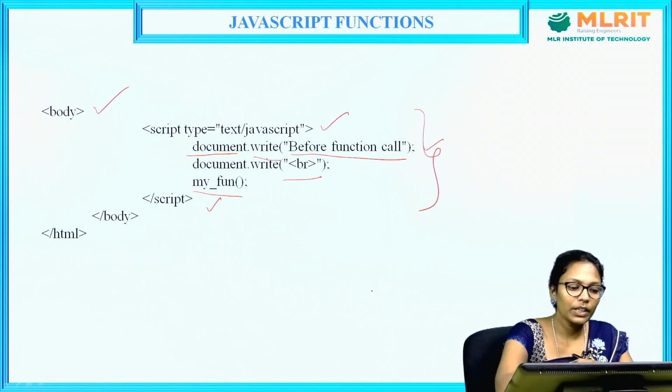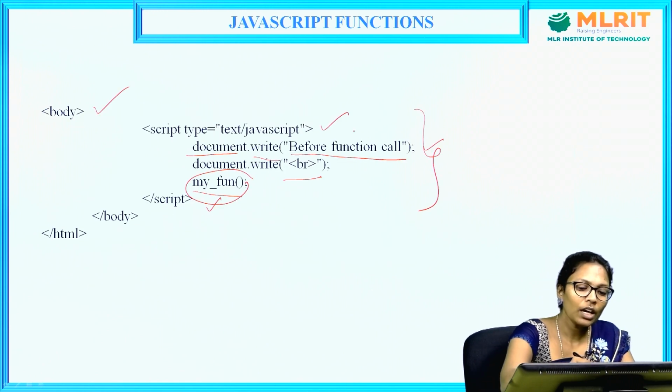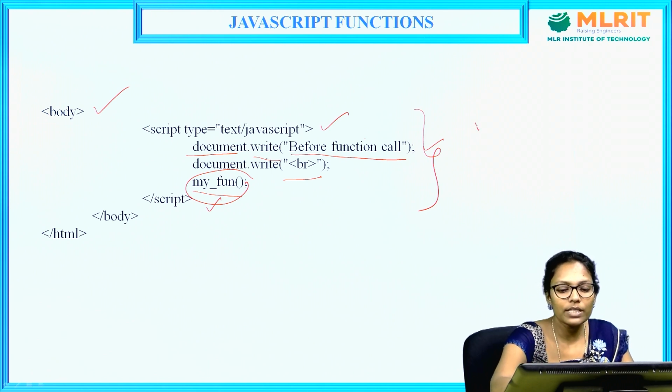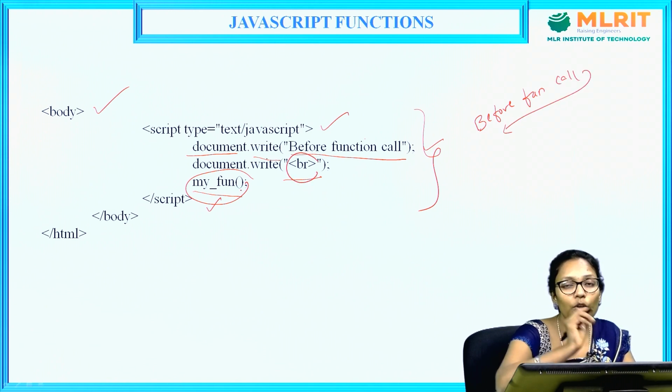See where you're calling that? You're calling it after printing this message. That's why, first, what is the output I'll get? Before function call I'll get, and after that it comes to the next line. Why? Because you're using break, and then you're calling the function.